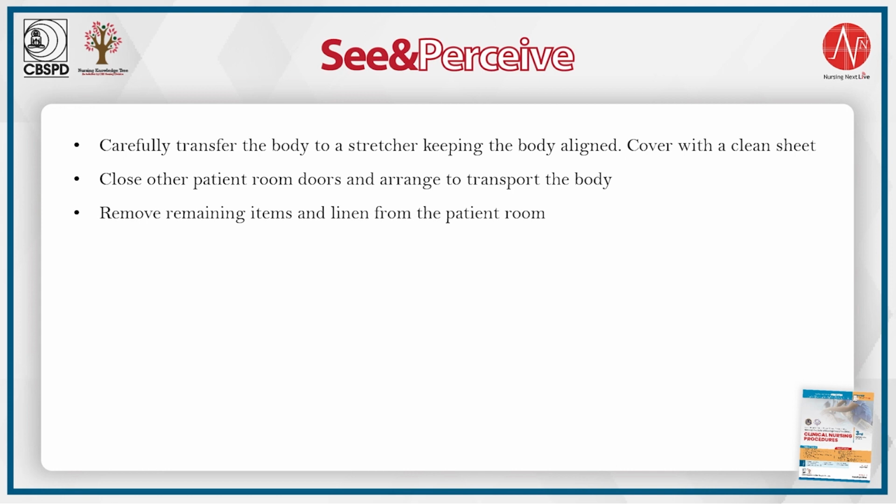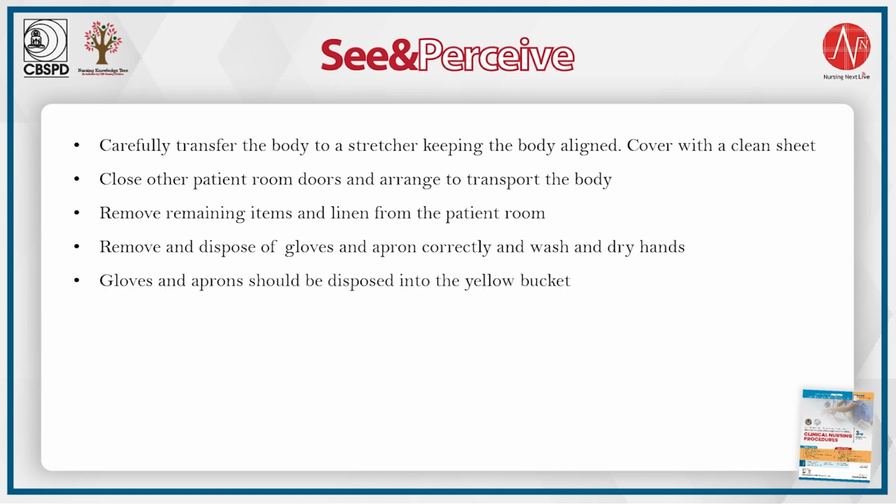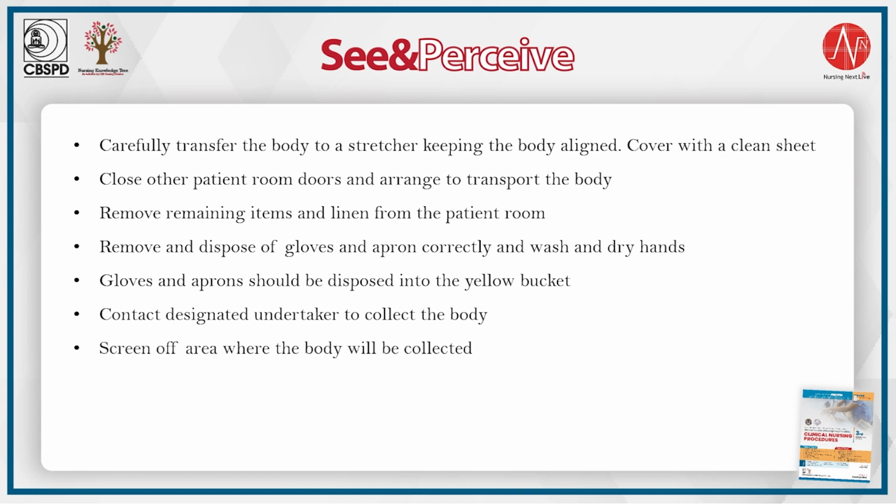Remove remaining items and linen from the patient room. Remove and dispose of gloves and apron correctly and wash and dry hands. Gloves and aprons should be disposed into the yellow bucket. Contact designated undertaker to collect the body. Screen off area where the body will be collected. Remove your gloves and wash the hands.